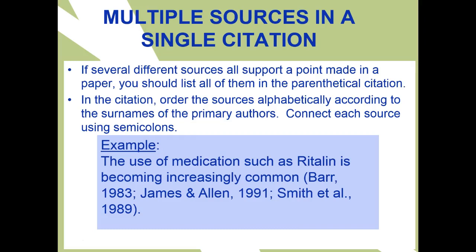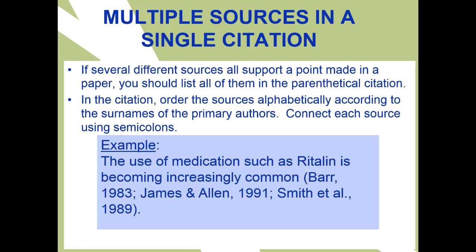Now, sometimes we have a single citation in which we want to cite more than one article. We may be generalizing. We may say something like past researchers have found, and then we want to cite 3 or 4 past researchers in different articles. Or in the example I gave you here, the use of medications such as Ritalin is becoming increasingly common, and he gives 3 different articles here. The way we cite them is alphabetically. We always begin with the author's last name that comes first in the alphabet.